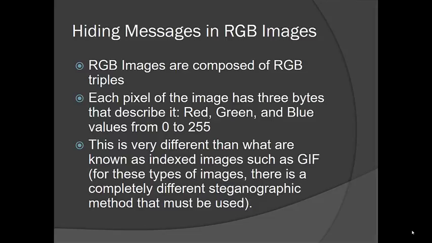Well, first of all, RGB stands for red, green, and blue. Normally, most images are composed of RGB triples: a red channel, a green channel, and a blue channel. Normally these are bytes, or values from 0 to 255. That plays into the methodology for hiding the data within them, because you just have to realize they're sets of 8-bit numbers. So each pixel of the image has 3 bytes that describe it, red, green, and blue, values from 0 to 255.